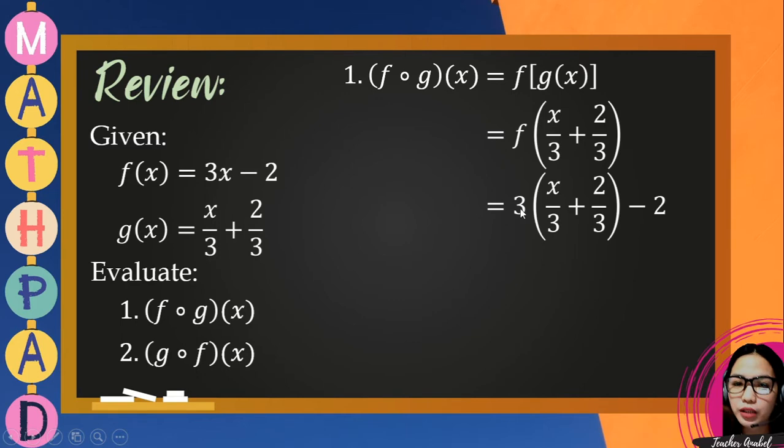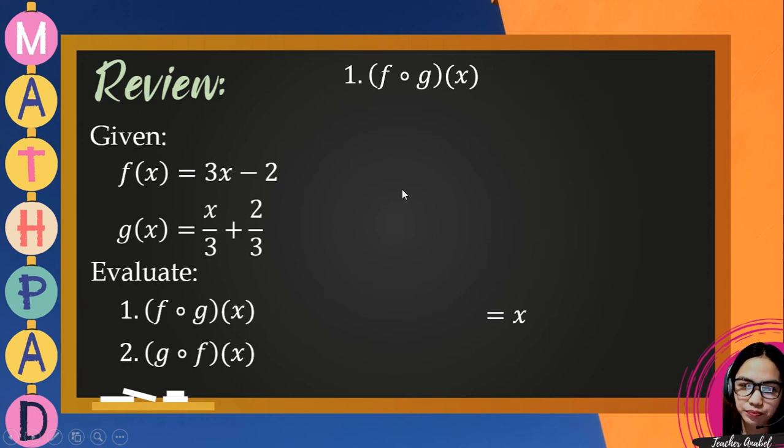And then if we multiply this one, 3 times x is 3x divided by 3, that's x, right? And then 3 times 2 is 6 divided by 3, that is 2. So we have x plus 2 minus 2. And 2 minus 2 is equal to 0. That's why f of g of x is equal to x. Okay?